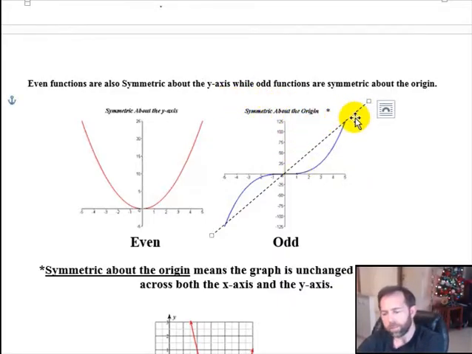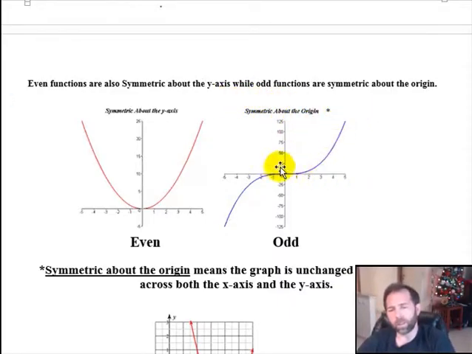Odd functions are symmetric about the origin, so right there at the center. Sometimes it's a little confusing what that means. But to be symmetric about the origin just means that the graph will be unchanged if you flip it over the x and then over the y.